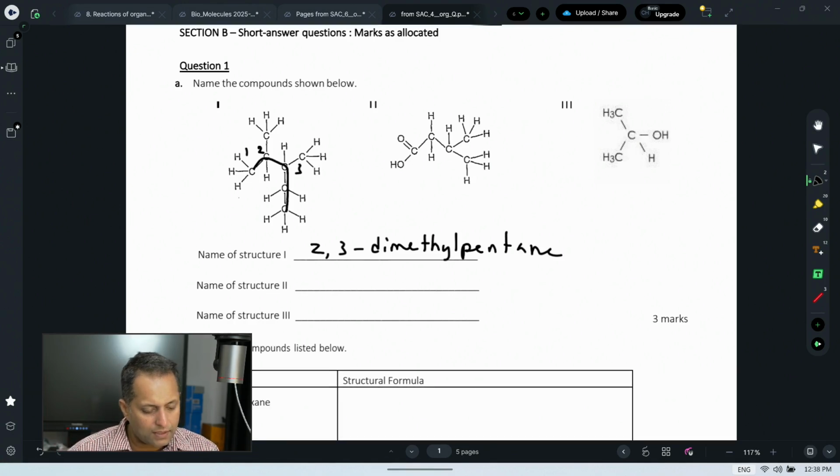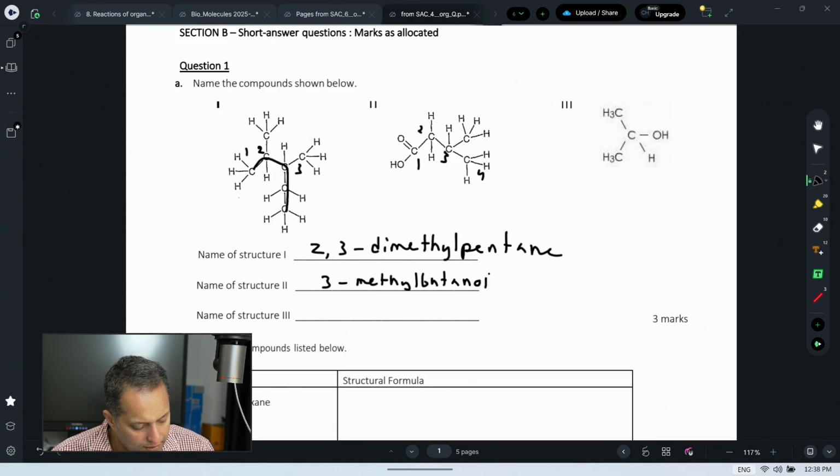And then next one is a carboxylic acid. When you have to name a carboxylic acid, make sure this carboxyl carbon is number 1, 2, 3, 4. So that is 3 methyl butanoic acid. 3 methyl butanoic acid. That is also simple.